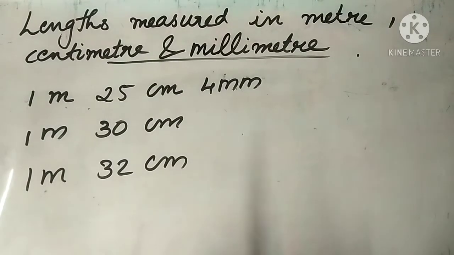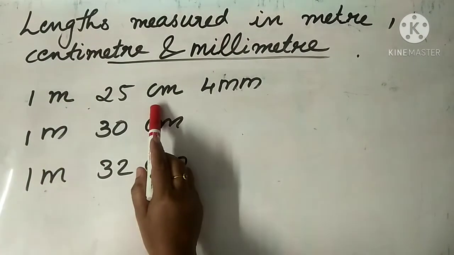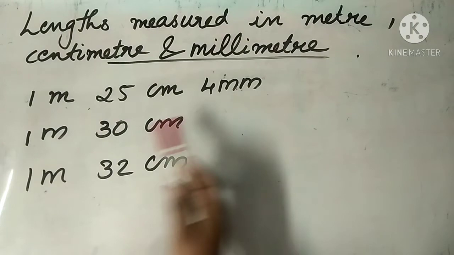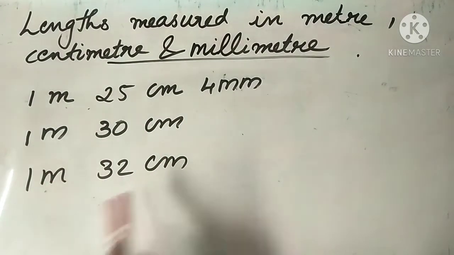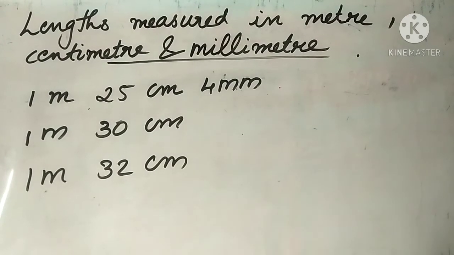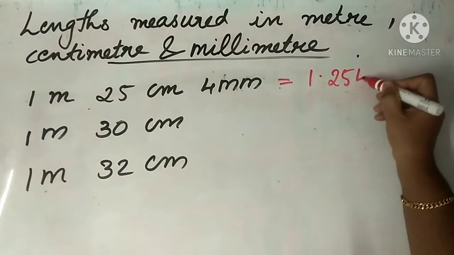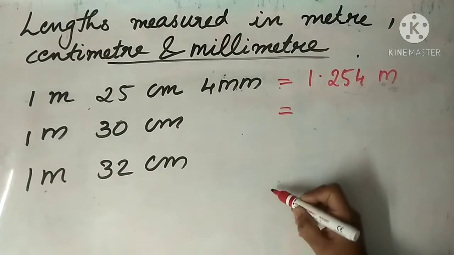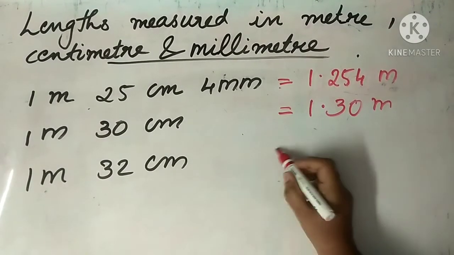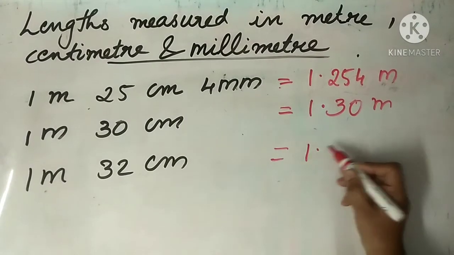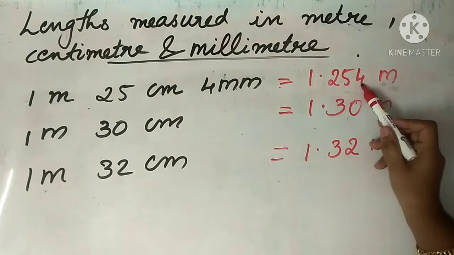Look at this example. Lengths measured in meter, centimeter and millimeter are given. 1 meter, 25 centimeter, 4 millimeter. Second one, 1 meter, 30 centimeter. Third one, 1 meter, 32 centimeter. Now, let us write this in meter. This we can write as 1.254 meter. Second one, we can write as 1.30 meter. Third one, we can write as 1.32 meter.